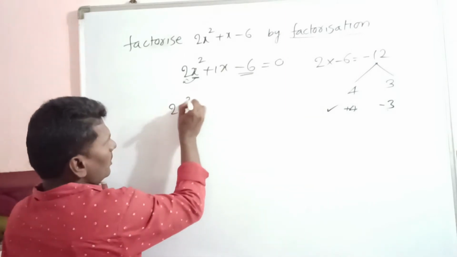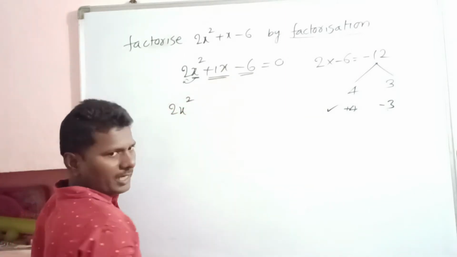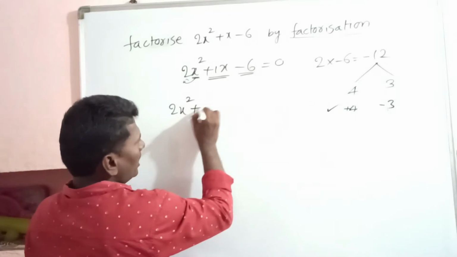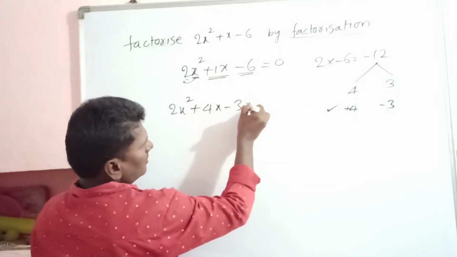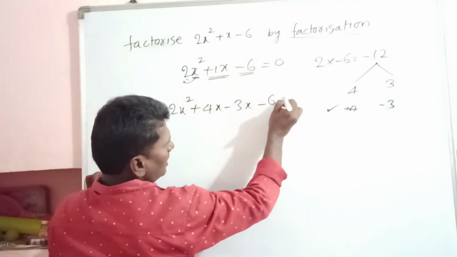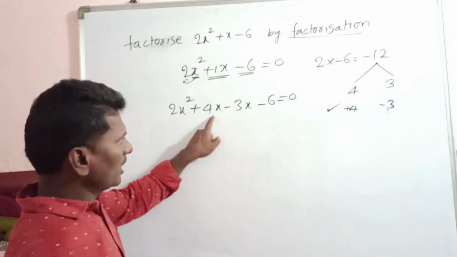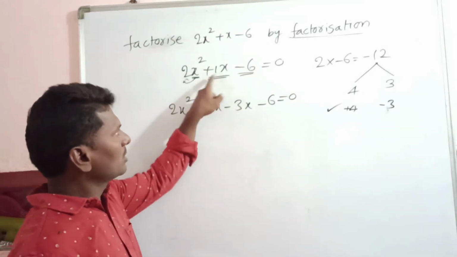Now 2x square plus 1x is written as 2x square plus 4x minus 3x. Minus 6 is written as it is. 4x minus 3x is equal to plus 1x.